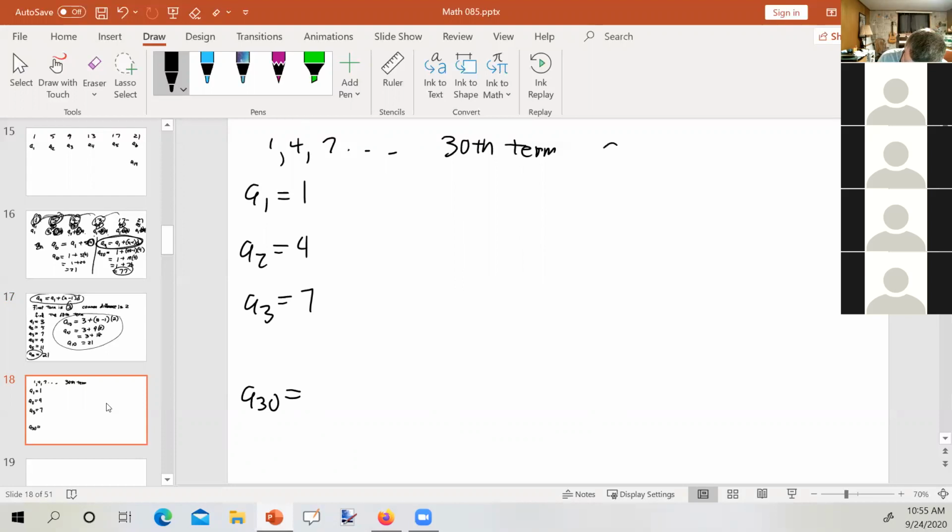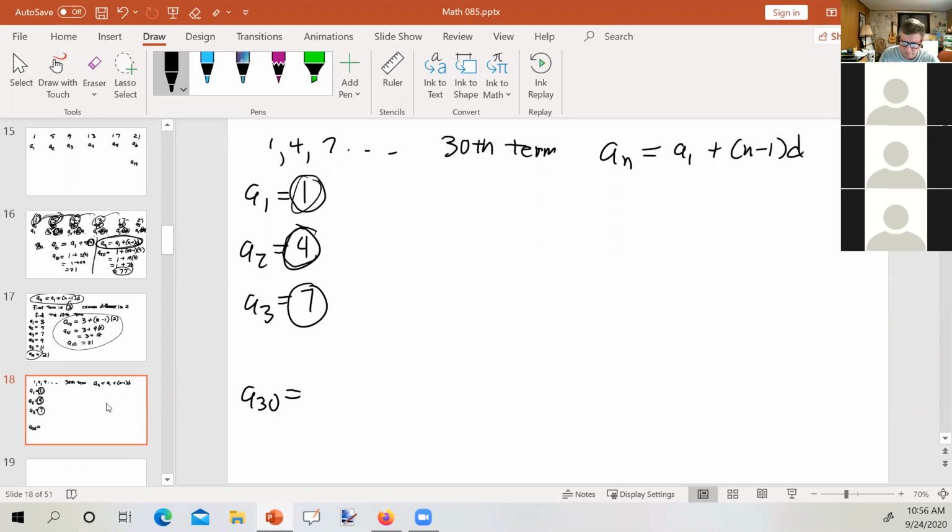So using this formula, a sub n equals a sub 1 plus n minus 1 times d. In order to find a sub 30, we need to know the first term, and we do know that. We need to know what n is. For that problem, n is going to be 30. And we need to find the common difference. Now, I said earlier to find the common difference, take any term in the sequence and subtract the previous term. What's 4 minus 1? 3. What's 7 minus 4? 3. Okay, so we could say that d is 3.